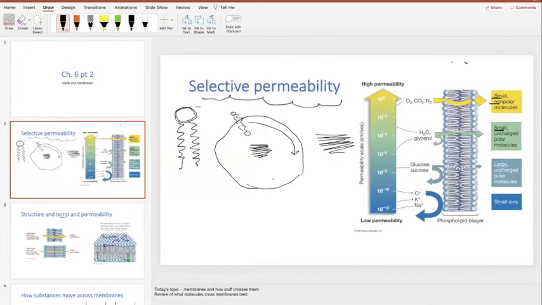Now, if you're a cell, the challenge is going to be letting stuff in that you need and keeping things out that you don't want, but not everything makes it across this membrane super well. So let's review that. Here I have for you things that get across easily on this end of the spectrum, and things that have a tougher time crossing that bilayer membrane at the bottom.